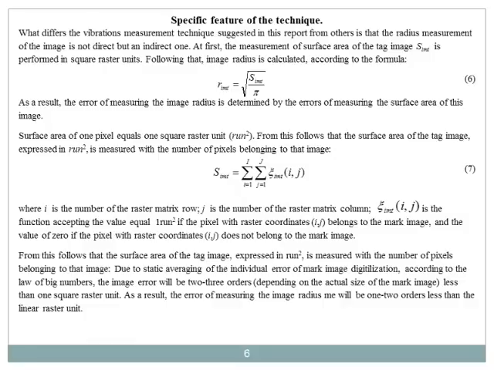Surface area of 1 pixel equals 1 square raster unit. From this it follows that the surface area of the tag image expressed in square raster units is measured with the number of pixels belonging to that image. As a result, the error of measuring the image radius will be 1 to 2 orders less than the linear raster unit.